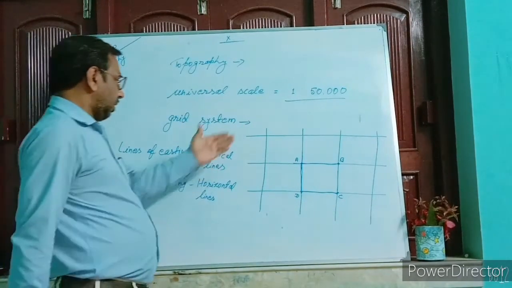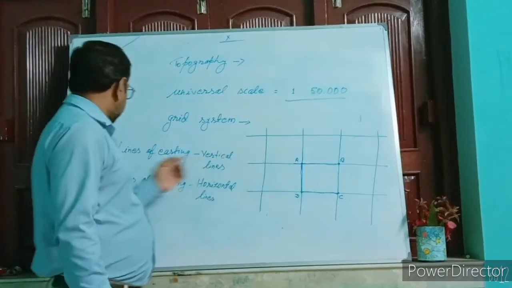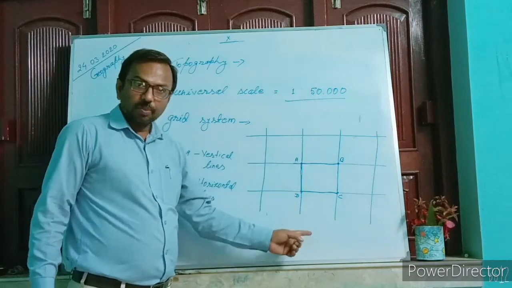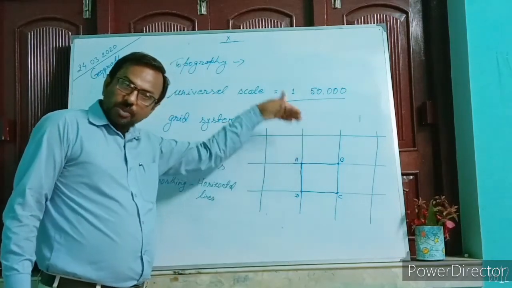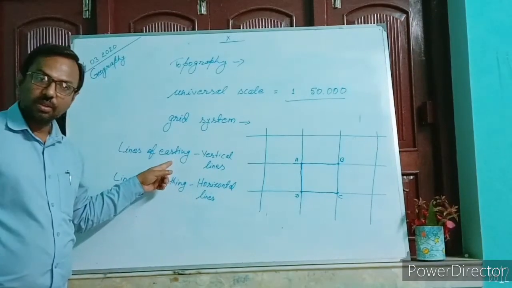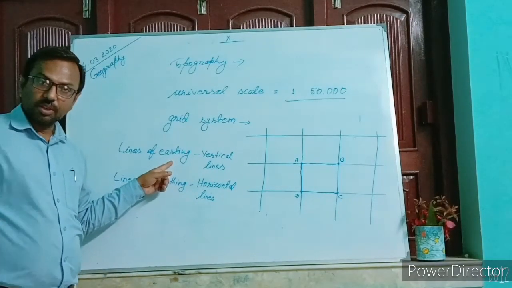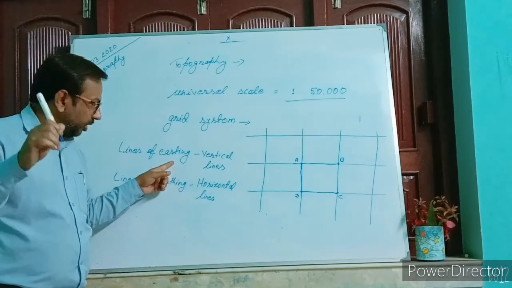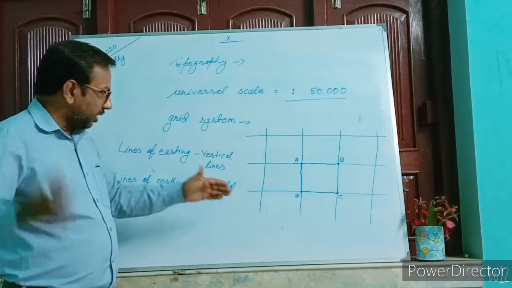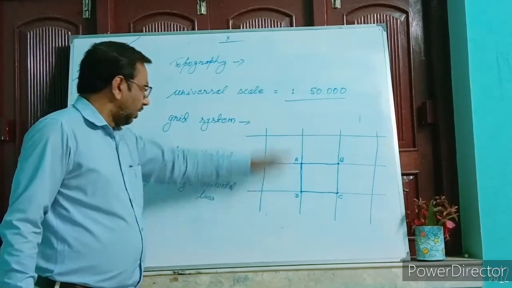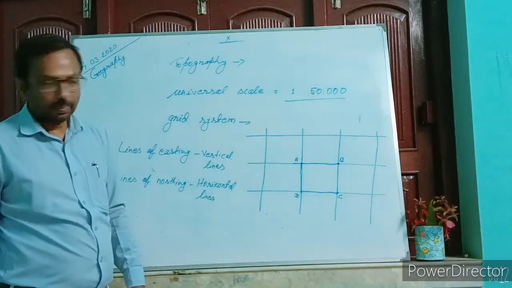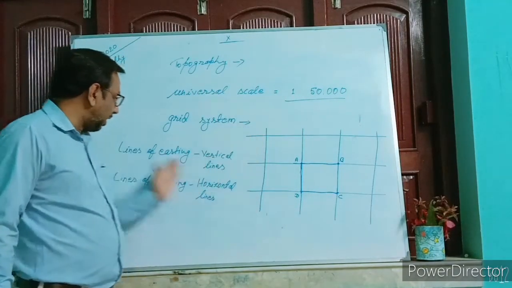Come to this map, you are seeing vertical lines. Those are running from south to north, or you can say from north to south, but the name given is line of easting. There is a big point of confusion. Students sometimes by mistake say these are the lines of northing because these are running from south to north, but that is wrong. We say these vertical lines are lines of easting.